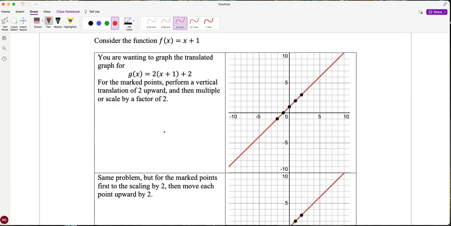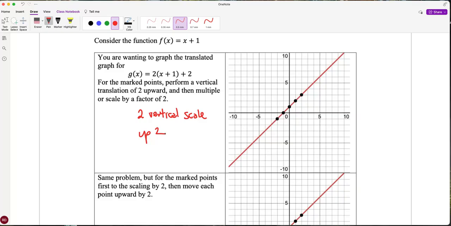Look at the function here. F of x is x plus 1. If you want to graph 2 times x plus 1, plus 2, well, what you do, you're going to double the y values, okay? So you do a vertical scale, basically double the y values, and then you go up 2.